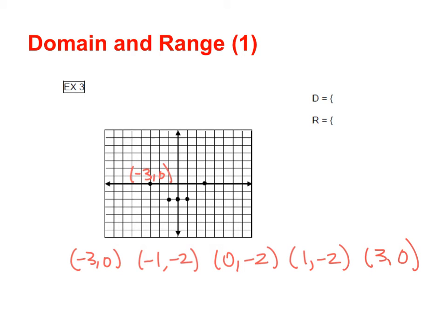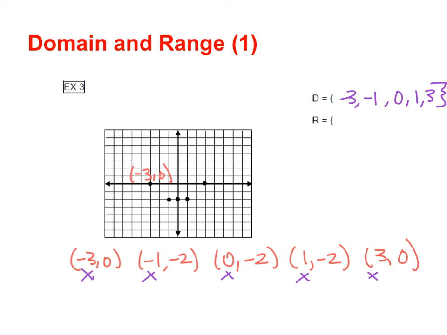So an easy way to remember this, domain is going to be your x values, and range is going to be your y values. Domain is the input of the function, range is the output that you get from that domain. So, domain is going to be all of these x values from our ordered pairs. So we're just going to list those off. We have a -3, -1, 0, 1, and 3. That's just a little fancy bracket right there.